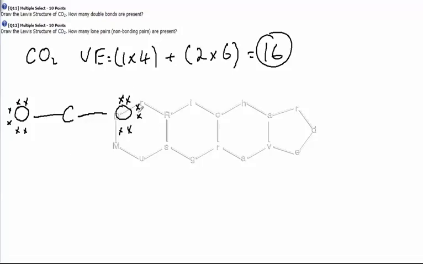And the outer atoms are all happy, but the one in the middle is not happy. It needs 8 electrons as well. Now the only way I can give it 8 electrons, because I've used up all my total of 16, is that I can't add any electrons to the carbon.